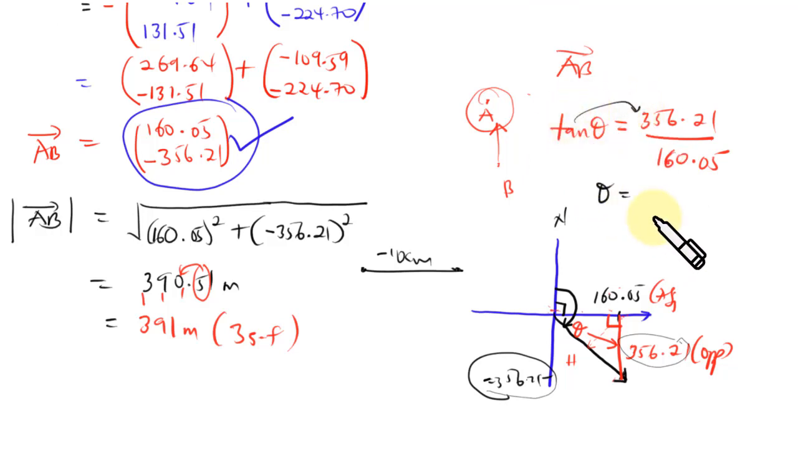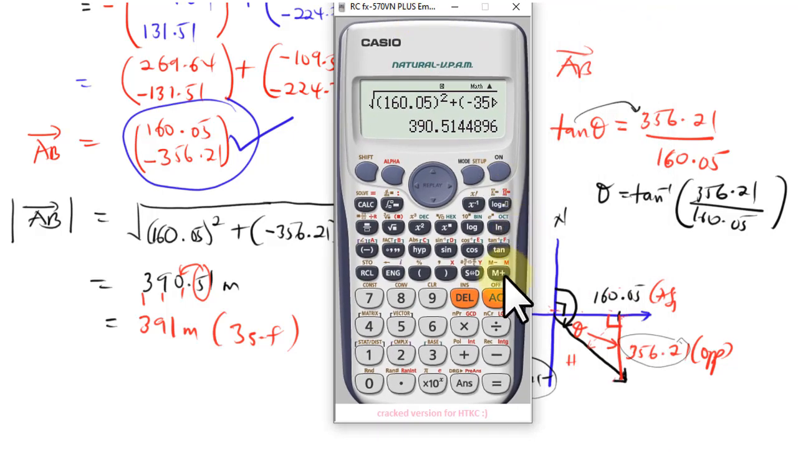Okay, so let us find the angle theta. To get rid of tan, we have to take the tan inverse of this. So tan inverse of 356.21 divided by 160.05. So let me pull up my calculator and type this one also. To type tan inverse, you first press on shift, then you press on tan so that you have the tan inverse here. So 356.21, then you press on divided by 160.05, and you press on the right cursor key and close it nicely. Then you press on this, so that is 65.80.